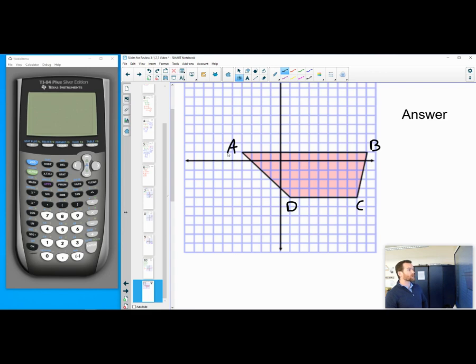I know which ones I would start with. So I guess let's figure out how many we're going to need. So I see 1, 2, 3, 4 lines. So that means we need 4 inequalities for this system. I would start with either AB or with DC. The reason I would start with them is because they're horizontal lines.